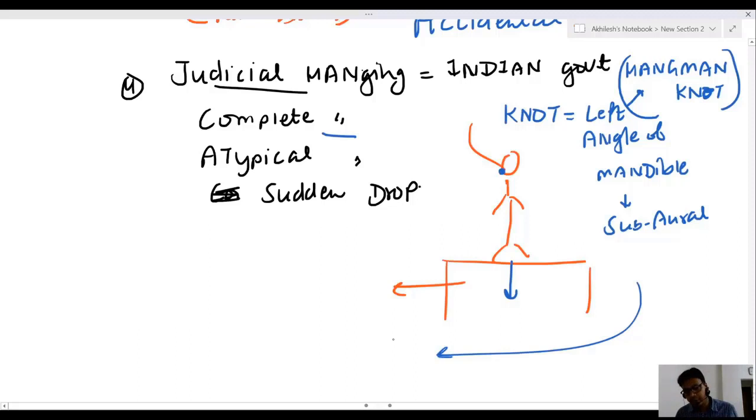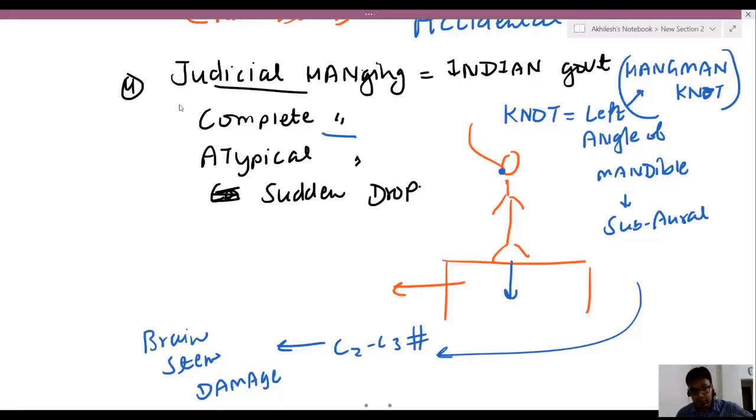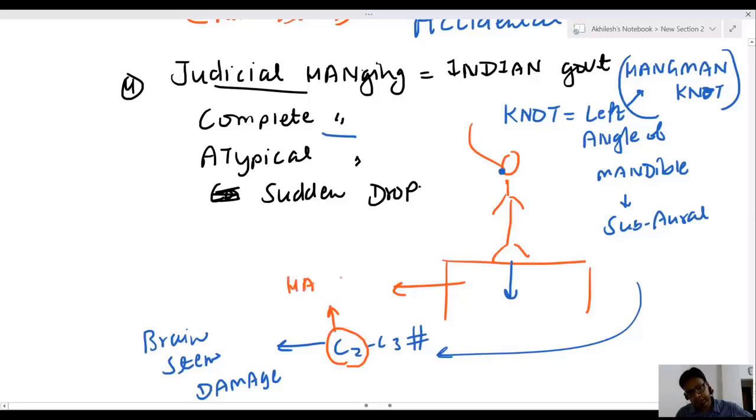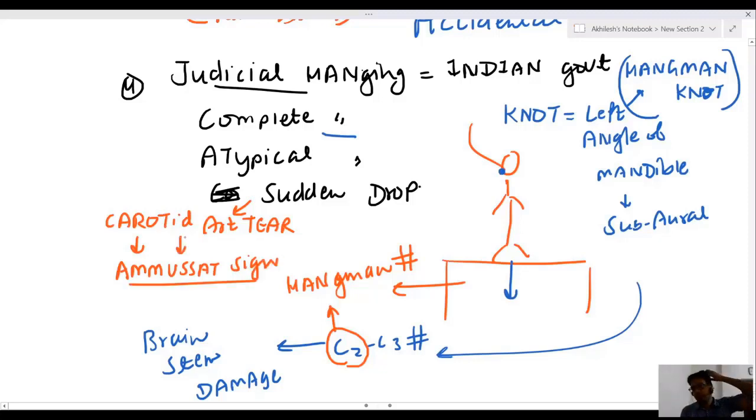Then there is a C2, C3 vertebra fracture and brainstem damage. Specifically, the C2 vertebra fracture is known as hangman fracture. And Doctor Saab, because of the sudden drop, carotid artery tear is very common. This is known as Amusat sign.